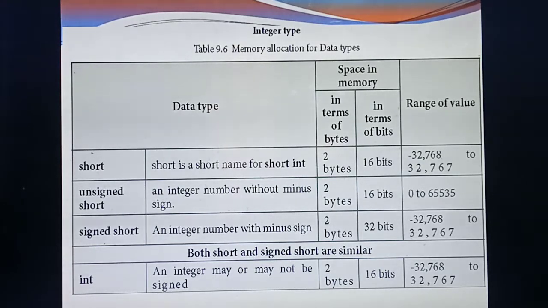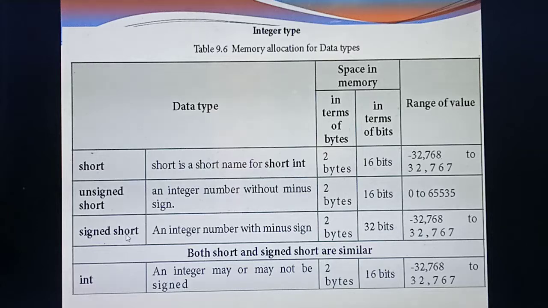So this signed short also requires how many bytes in memory? 2 bytes. That is 32 bits. So here bits will vary. Understand? So here the bits value will vary. This one you should remember. Understand? Here both short and signed short are similar. Okay. So both the short and signed short are similar.